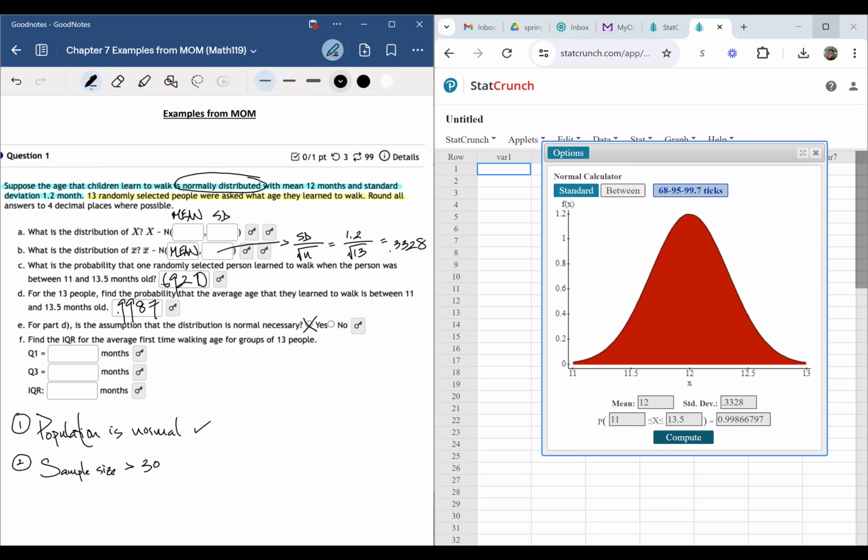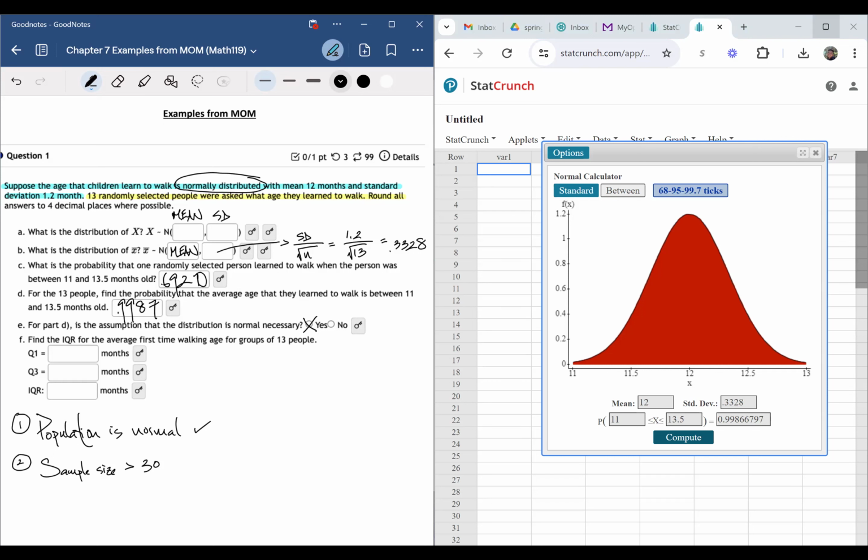Okay. All right. So part D: is the assumption that the distribution is normal necessary? Yes, because we only chose 13 people. But if we had changed that to 31, 32, or anything over 30, then we wouldn't need that assumption. Okay. All right, let's take a look at part F. Part F says find the IQR for the average first time walking age for the groups of 13 people.